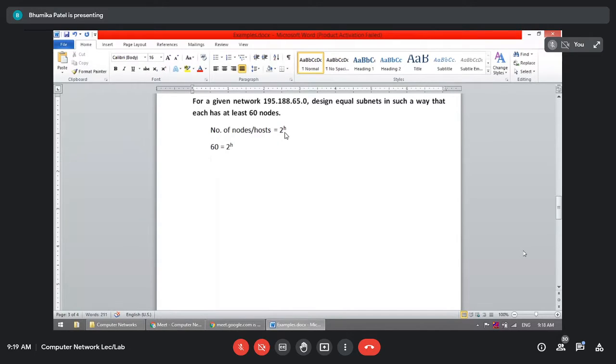So the value of h will be log 60 divided by log 2. So find the answer for h. All of you just find out.